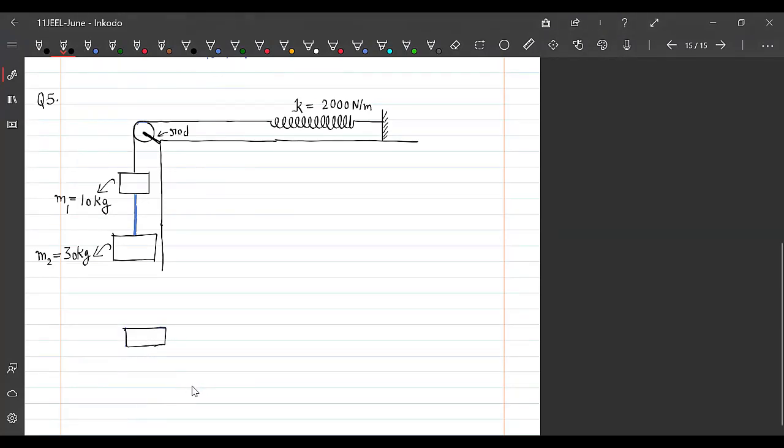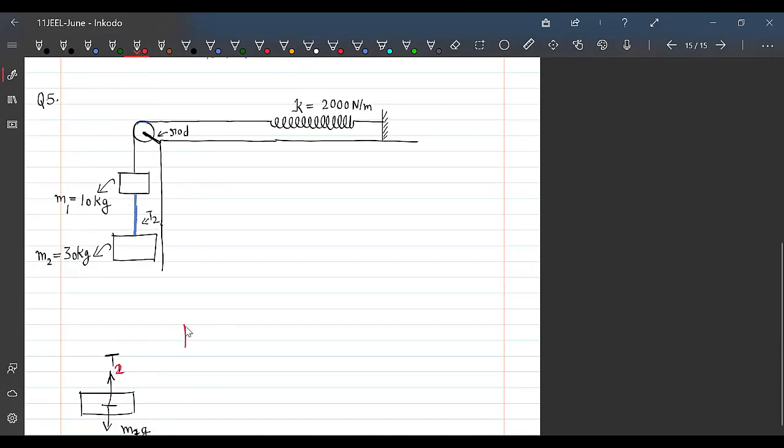First, I'll draw the FBD of the 30 kg block. There is one contact force, and of course only one non-contact force, M1G, balanced by, let me call the tension in this rope as T1. But this is M2, so that T1 is equal to M2G. Let's call this tension here T2.